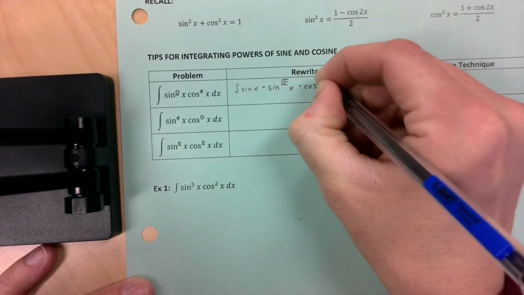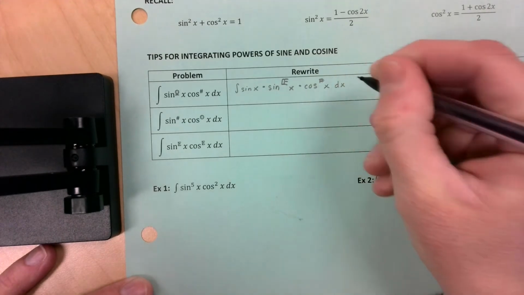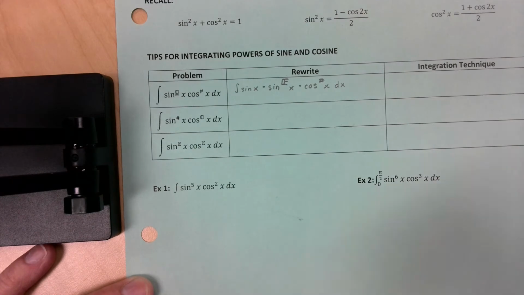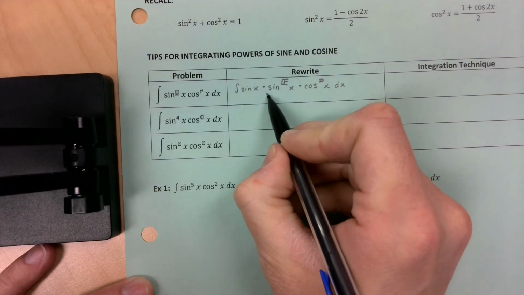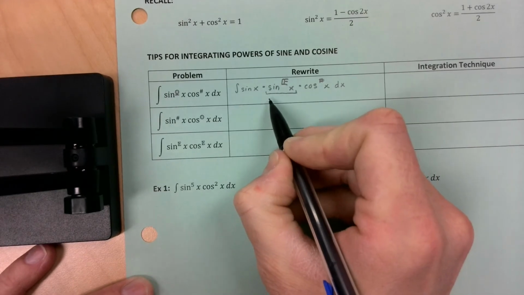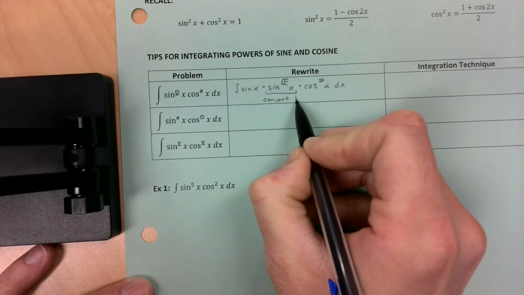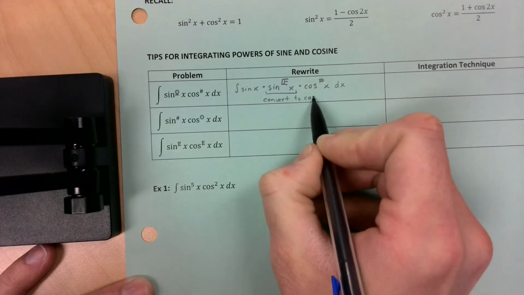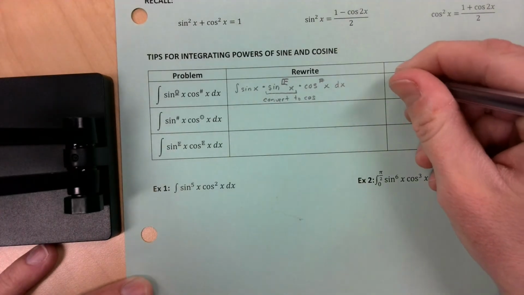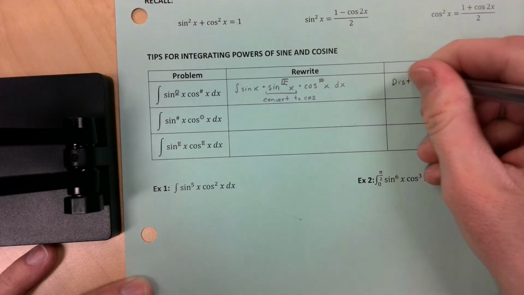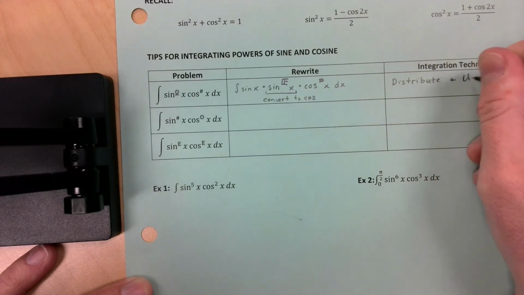And then we still have cosine to whatever number power it is, x dx. From that point, we are going to rewrite our even powered trig function as a cosine. And that's where our identities are going to come in. We're going to convert that even powered sine to cosine. From that point, we will then just distribute, and u sub it up.